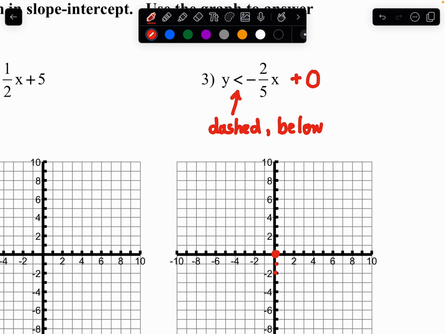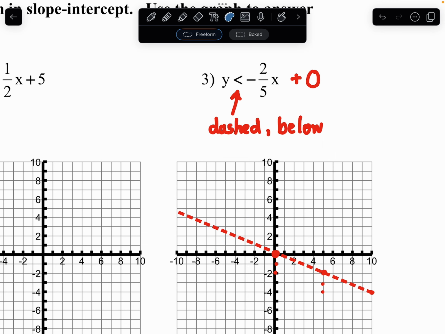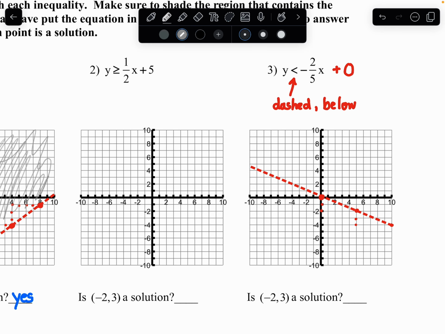So I'm going to go down 1, 2, to the right 5, down 1, 2 again, and then to the right 5. So I'm just going to adjust, if you're on paper, you're going to go ahead and just write that dashed line. There we go. And we are below, so we're going to shade in this region here.